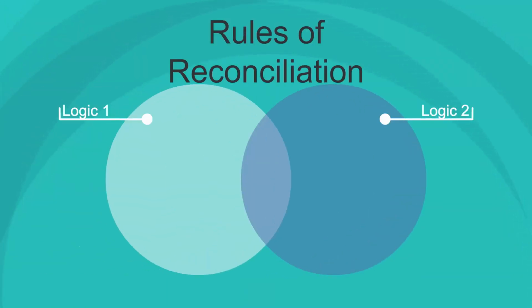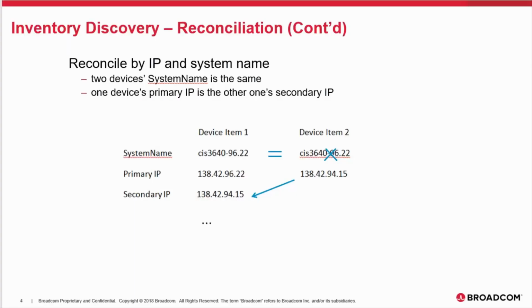Now let's see how the rules are set to perform the reconciliation of the data. Note, here the devices have multiple IPs. For example, one device's primary IP is the secondary IP for another device. Again, the system name for the two devices are the same. So if we do not have inventory reconciliation rules set, there is a potential chance of having multiple devices showing up for a single device. To avoid such an instance, rules are set to compare the IPs and system name, and if a match is found, it's considered a duplicate and creates only one device item.